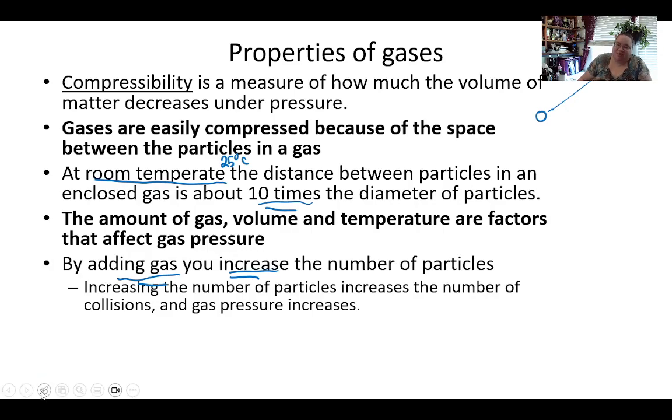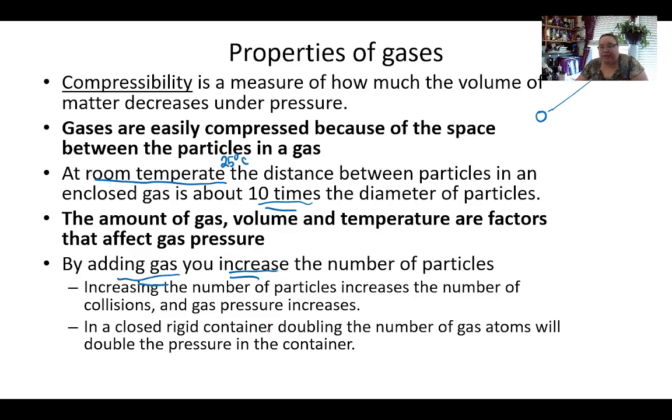So, if I increase the number of particles, I'm going to increase the gas pressure. That kind of makes sense. Anybody who's ever played basketball knows that if you add air to that ball, it's going to become bouncier. There's more gas in there pushing against the inside of the basketball, and it's increasing the pressure. If I don't have enough gas molecules inside my basketball, it's not really going to bounce. It's not going to be inflated because there's not enough pressure.